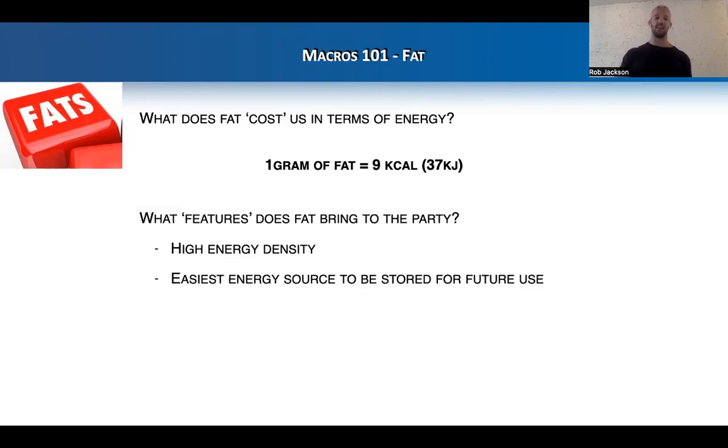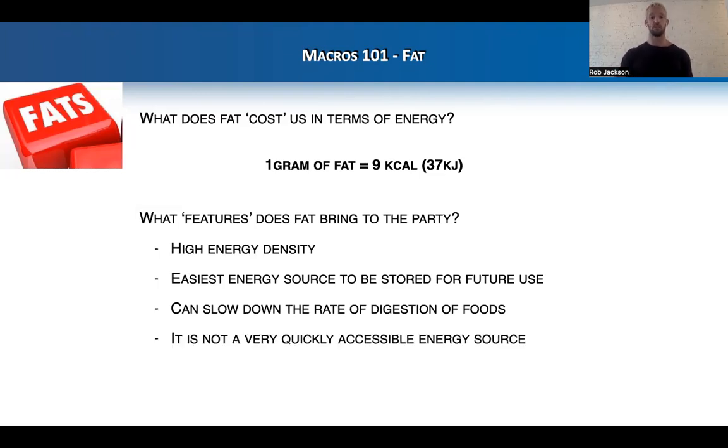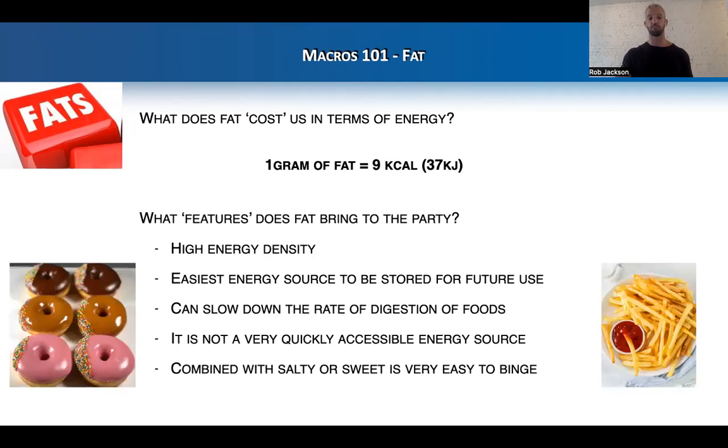It is the easiest energy to be stored for future use. Kind of makes sense. It's very easy to make a fat store with other fat compared to converting a protein or a carbohydrate into a form that can be stored, or even, carbs is a limited storage. It can slow down the rate of digestion of food, so that can be a useful feature for us. It's not a very quickly accessible energy source compared to, say, something like a carbohydrate.